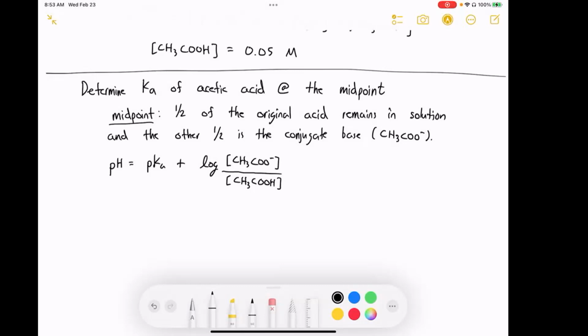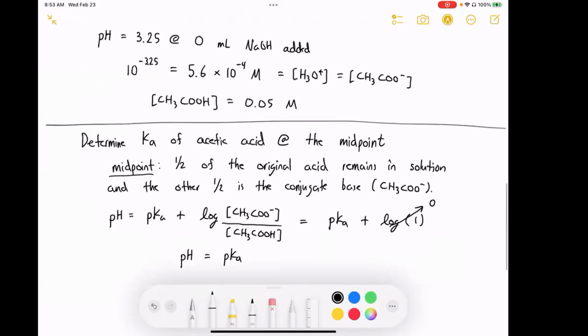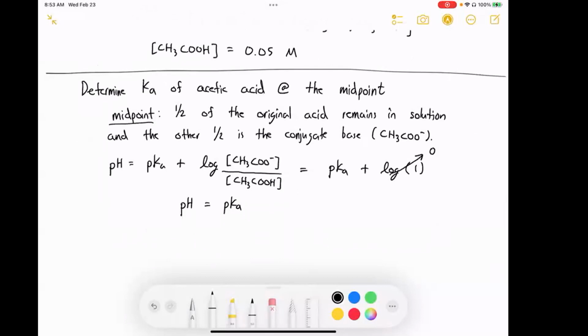So this turns into 1. So this equation will turn into pKa plus the log of 1, because if your acid equals your base, they're going to be the same number. And when you divide a number by itself, it's 1. So this will go to 0. And at the midpoint, my pH should equal my pKa of acetic acid. So in this case, my pH should be about 4.